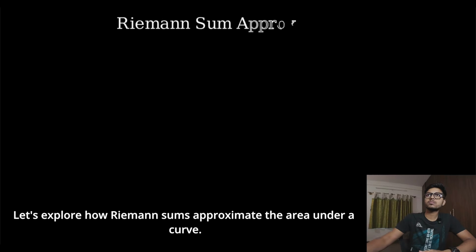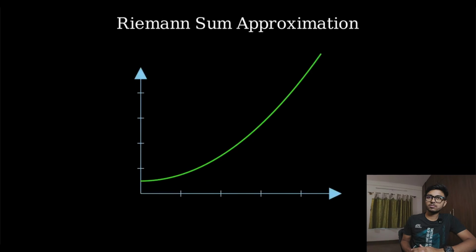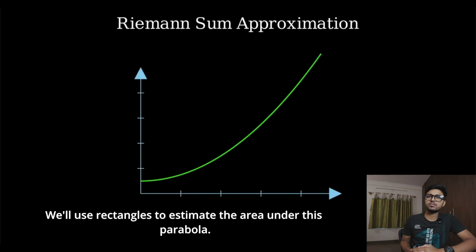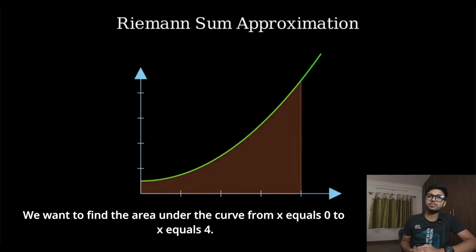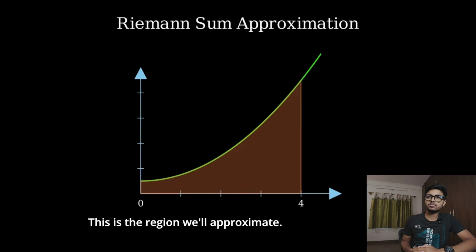Let's explore how Riemann sums approximate the area under a curve. We'll use rectangles to estimate the area under this parabola. We want to find the area under the curve from x equals 0 to x equals 4. This is the region we'll approximate.